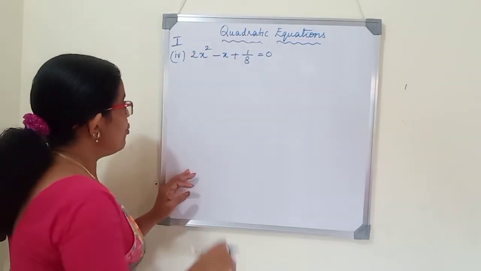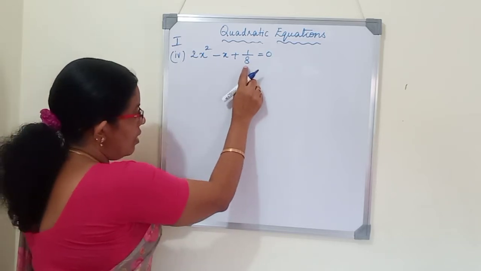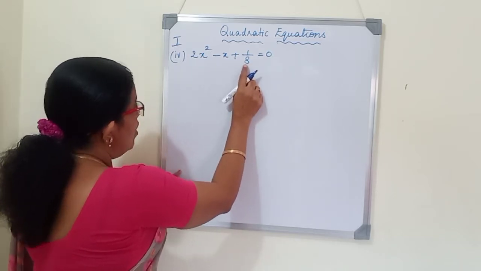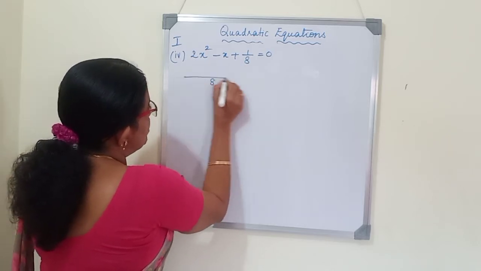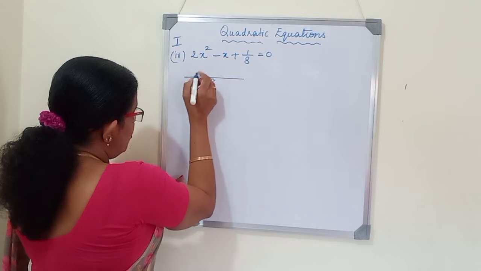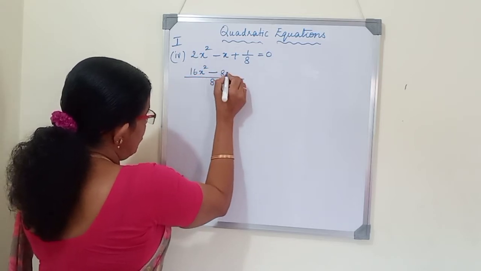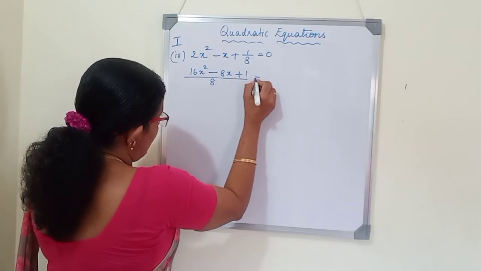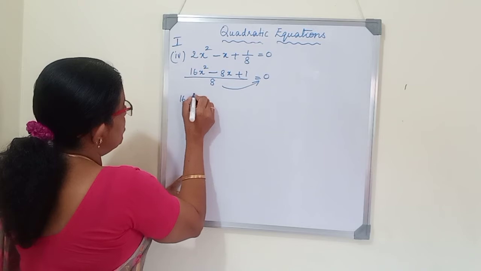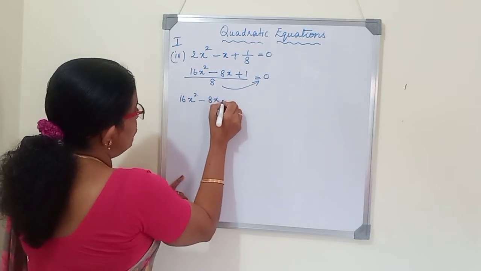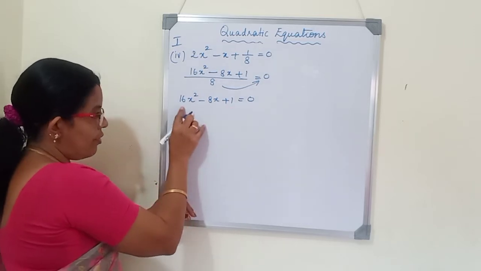Fourth question. 2x square minus x plus 1 by 8 is equal to 0. Here the constant is a fraction. So we will change this fraction by taking LCM. So 8 is the LCM. So 8 2s are 16x square minus 8x plus 1 is equal to 0. We will cross multiply 8 to the right side. We will get 16x square minus 8x plus 1. 8 into 0, 0. So now it is in the correct format.